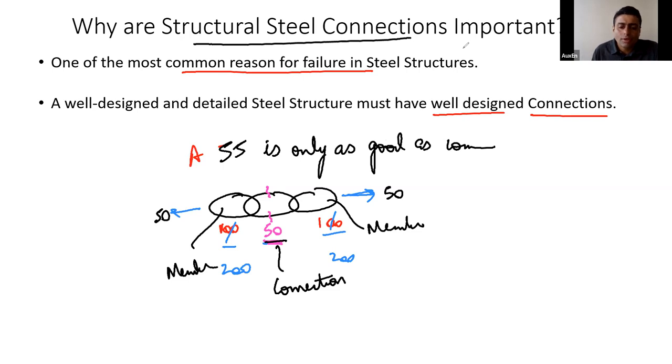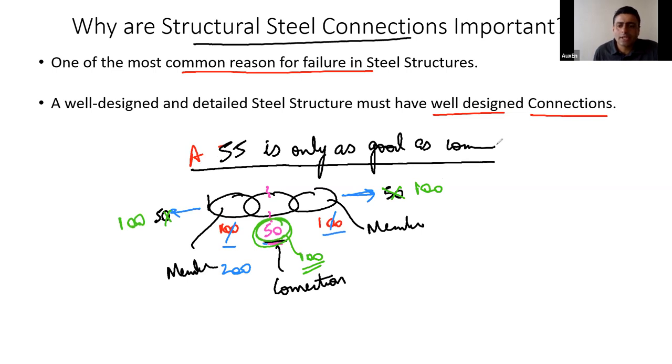Right. So if you want to enhance the performance, or if you want to enhance the capacity of this system as a whole, what do you have to do? You have to increase the capacity of this particular connection. Okay. So suppose you're able to enhance the capacity of this connection and make it 100, then you will be able to increase the overall resistance of this system. Do you understand? Hello? Yes, no? This is quite simple. Correct. So a steel structure that you design is only as good as the connection that you have provided.